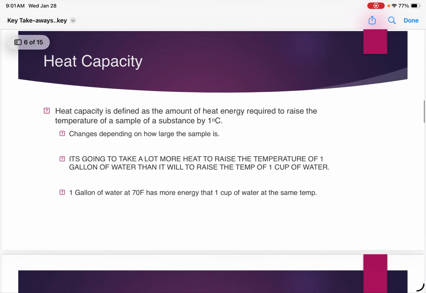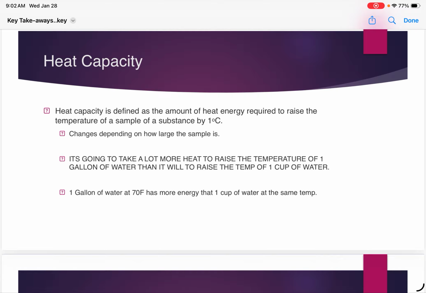Heat capacity is defined as the amount of heat energy required to raise the temperature of a sample of a substance by 1 degree Celsius. It changes depending on how large the sample is. It's going to take a lot more heat to raise the temperature of 1 gallon of water than it will to raise the temperature of 1 cup of water. You might have noticed that if you've ever cooked pasta and you put in too much water, it takes forever for the water to boil. If you take out some of the water, it'll boil quicker because it takes less energy.